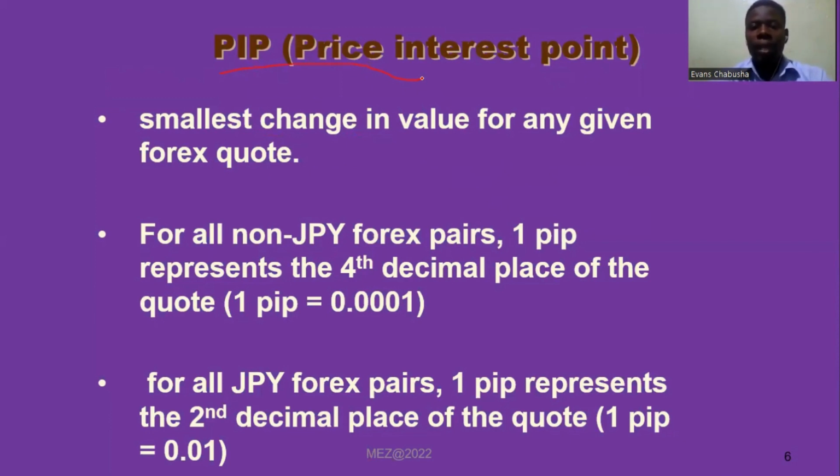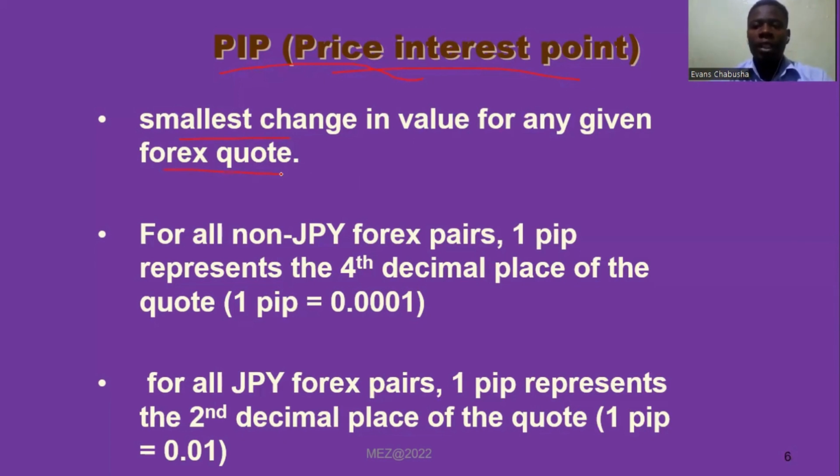Basically, a pip is more like a shorthand of price interest point. It just means the price interest point. That is the meaning of a pip. The definition is that a pip is the smallest change in value for any given Forex quote. The smallest change that a given Forex quote will have is what we call a pip.